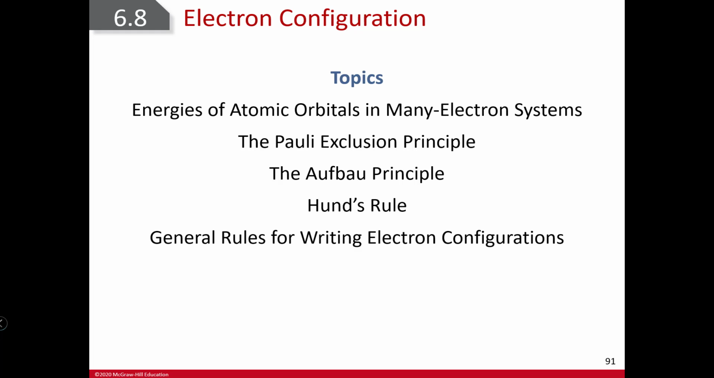We're also going to talk about some principles as we build up the electron configurations: the Pauli exclusion principle. Make sure you can apply the definition of the Pauli exclusion principle, not just memorize it, but apply it to a problem. The Aufbau principle, and Hund's rule, which tells us that we need to put our electrons in each orbital spin up to maximize the number of parallel spins before we pair them. And then we'll talk about the general rules for writing electron configurations.